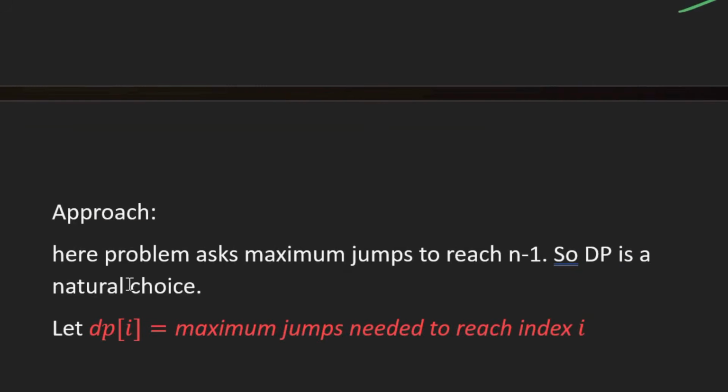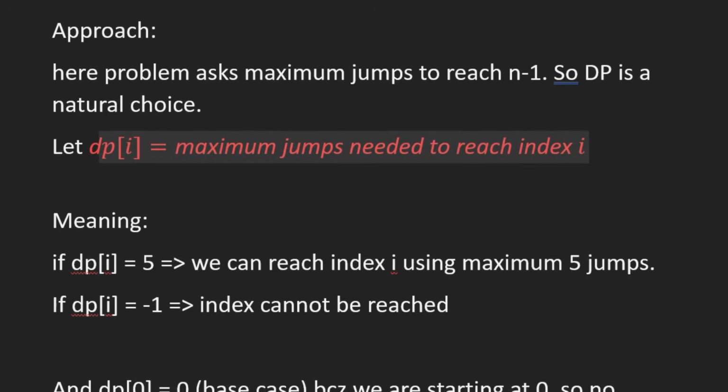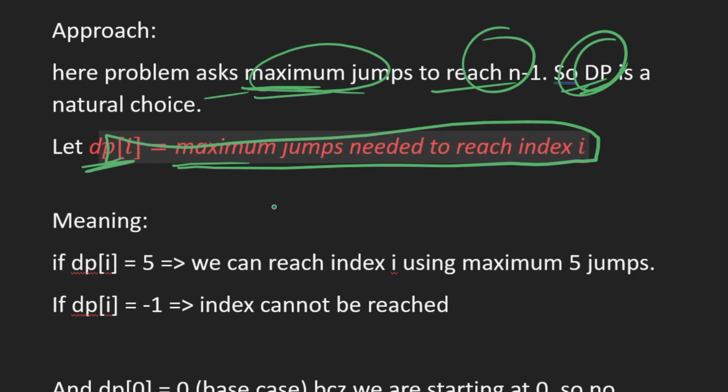So let's start. In this video I'll be explaining the brute force approach, that is the n square approach using DP, and I'll also be explaining the same solution using segment tree, right? So please watch it completely. Here our problem asks for the maximum number of jumps to reach n minus 1 from index 0. So whenever we are asked for maximum or minimum jumps, the first natural choice which hits our mind is DP, right? So dp of i is basically the maximum jumps needed to reach index i, right?